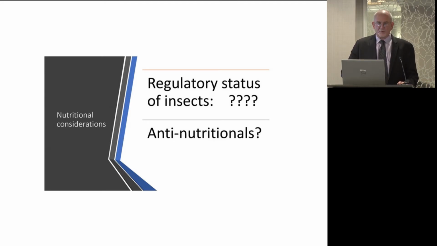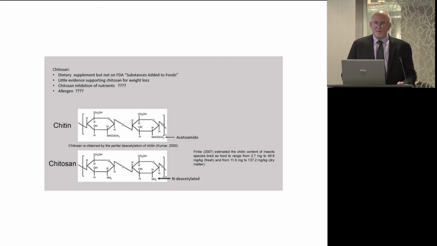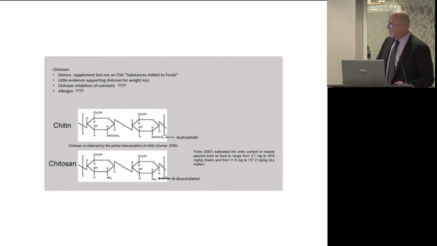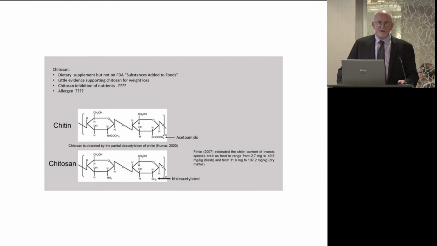How about anti-nutritionals? We heard about the heavy metals, but chitin and chitosan, these are important. This is in the exoskeleton. Chitosan is sold as a dietary supplement right now, but we really don't know what the effects of chitosan are. Is it an allergen? Does it inhibit other nutrients? Does it act as an anti-nutrient? So those things have to be answered.